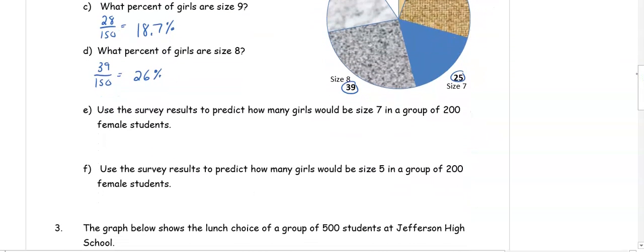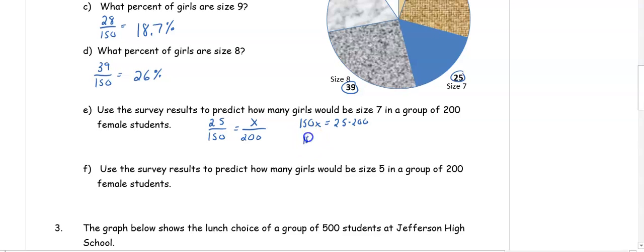In E, use the survey results to predict how many girls would be a size 7 if the group was 200. We don't know out of 200 how many girls have a shoe size of 7, but we know that 25 out of the 150 do. Now, this is a proportion, so to solve, we're going to cross multiply. So 150 times x equals 25 times 200.